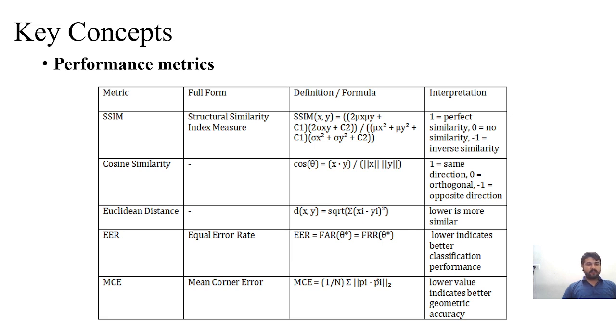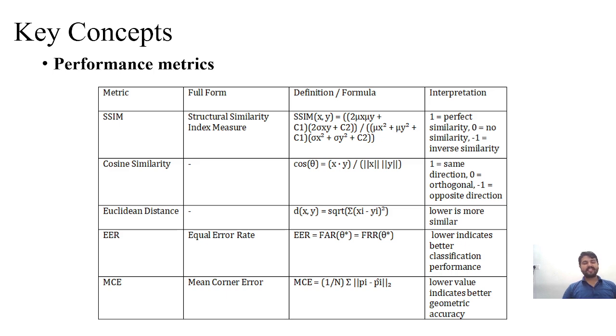And these are some of the performance metrics that I use to compare the performance of models. Firstly, SSIM, the structural similarity index measure. It utilizes the mean, the standard deviation and the variance, and some coefficients C1 and C2 are utilized to avoid division by 0. Its interpretation is that if we get the value 1, there is perfect similarity, and if we get the value -1, there is inverse similarity.